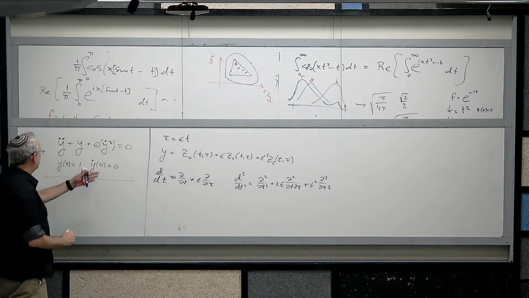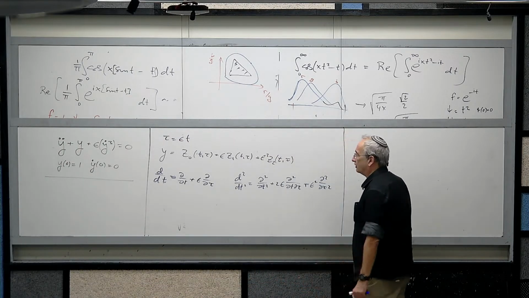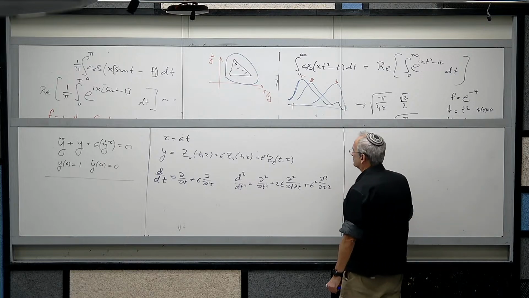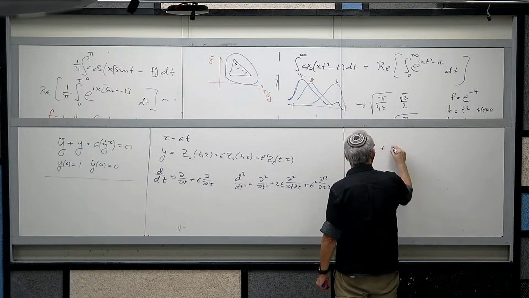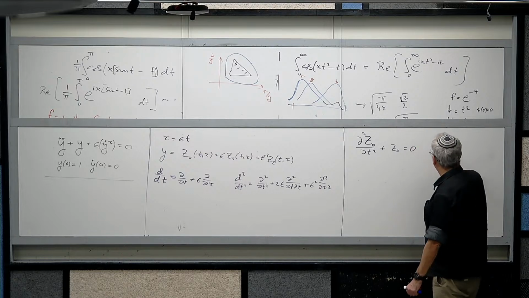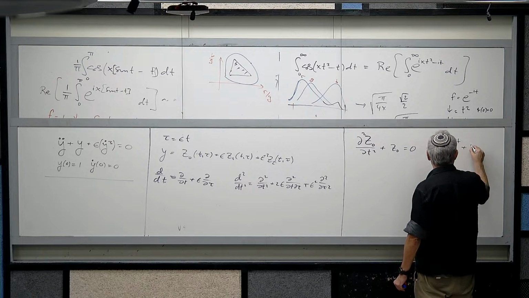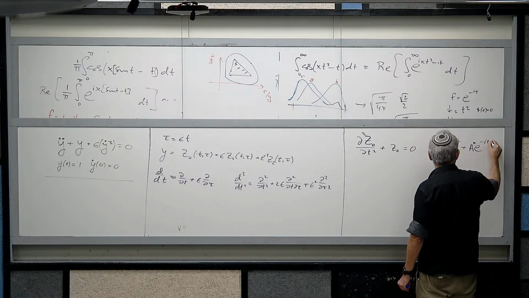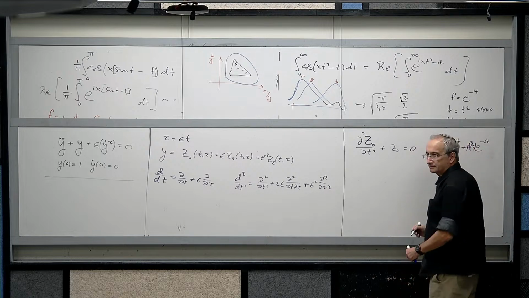Okay, so we have this equation, and we want to expand it order by order in epsilon. The zeroth order is d2 z naught dt squared plus z naught equals 0. And the answer is a of tau e to the it plus a conjugate of tau e to the minus it. The important thing is that a is allowed to be a function of tau.